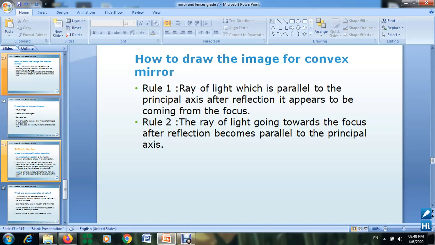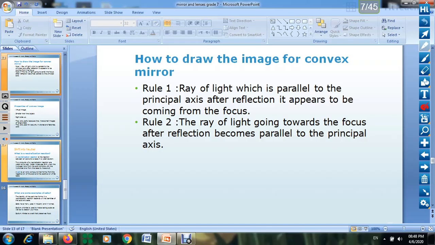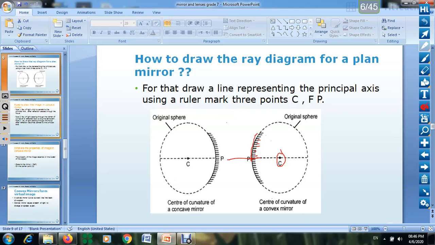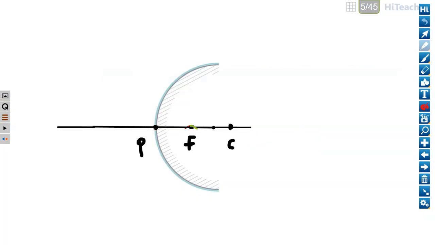Before we study this, I'm going to show you how to draw it. First, you have to draw the principal axis. It's a line, and you have to mark three points: the center of curvature C, F, the focal point, and P, which is the pole on the curve of the mirror. What about F? It's the focal point. What about C? This is the center of curvature. I want to remind you, the distance between C and F is the same as between P and F.